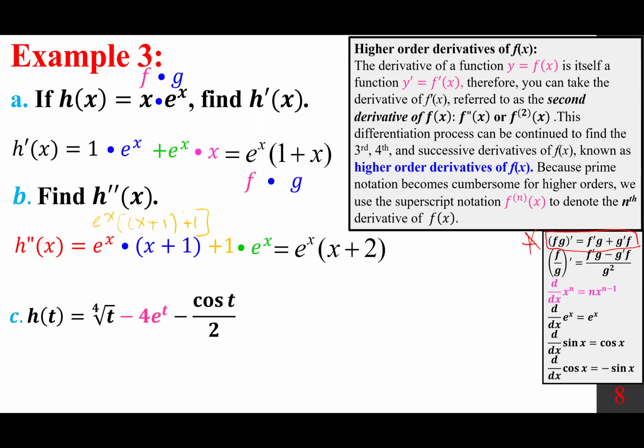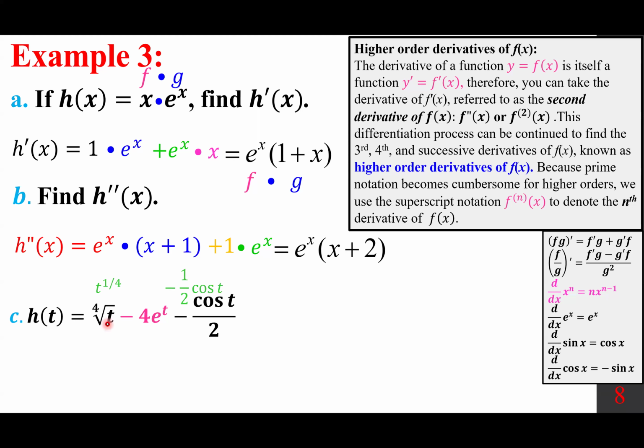H of t is the fourth root of t minus 4e to the power of t minus cosine t over 2. We want to differentiate. First, we have to put this in a format such that differentiation is easy. So we're going to write a t to the power of 1/4. This one you don't have to, but rewrite it as negative 1/2 cosine t in case I want to make sure everybody can see that you really are dealing with cosine. Negative 1/2 is just a coefficient.